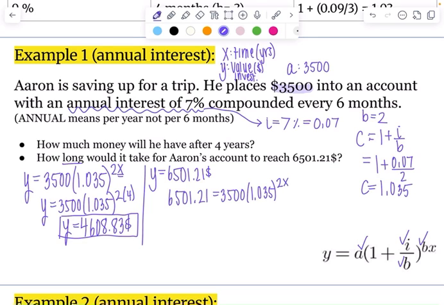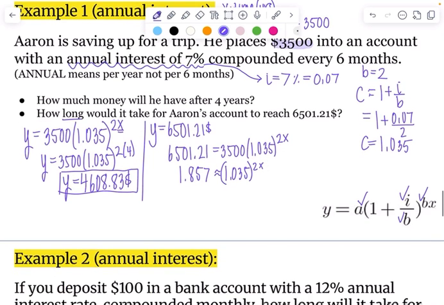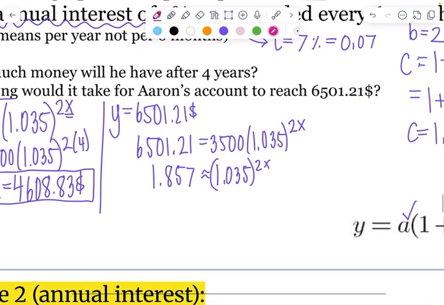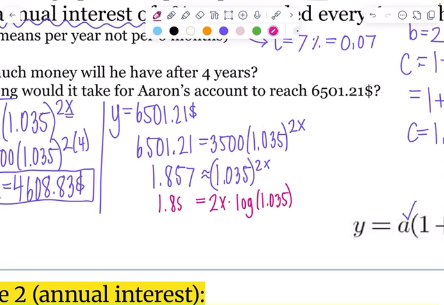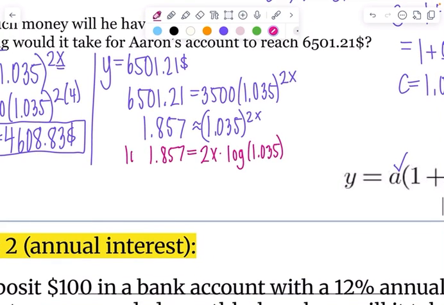So first we're going to divide both sides by 3,500. And we get 1.857 approximately. And then we're going to take the log of both sides and bring down the 2x. Right, so it's going to be 2x times log. And then you can divide both sides by log of 1.035 so that you're isolating the x.